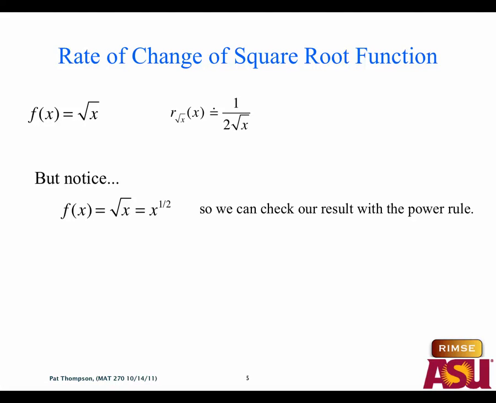And the power rule says that it'll be 1/2 x to the 1/2 minus 1. 1/2 minus 1 is negative 1/2. Well, x to the minus 1/2 is 1 over x to the 1/2, which is 1 over 2 square root of x. And so, check. We got it. This is just a check of what we did before.